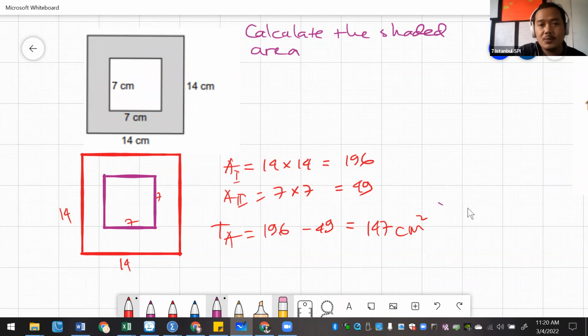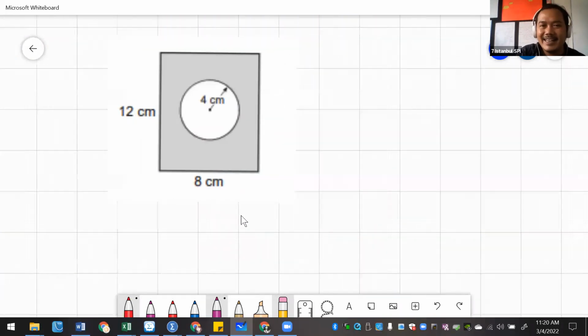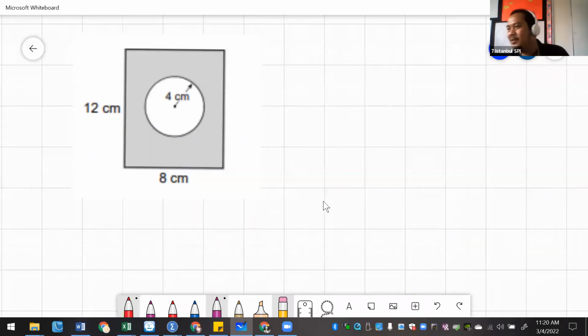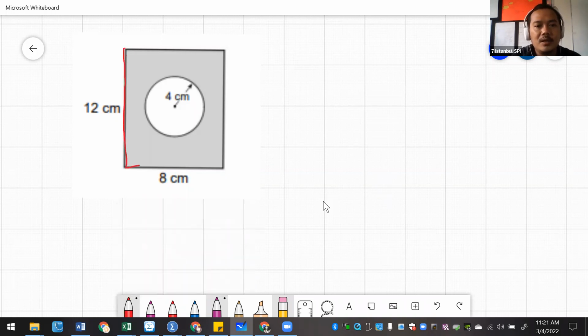Okay, one last question then. One more. So for this one, it's actually the same thing, guys. You have that rectangle, and then you take something in a circle shape inside. So if I draw it again for you, we have this shape over here. The first one is the rectangle.